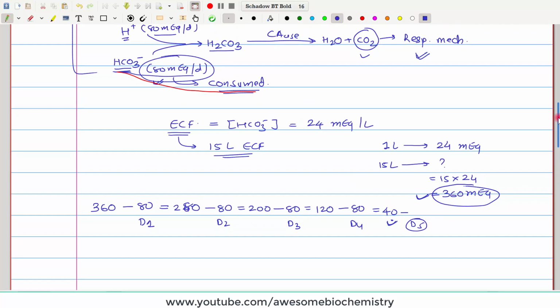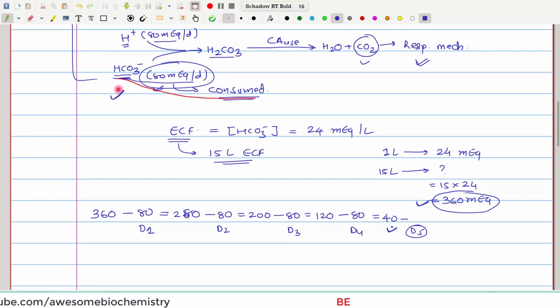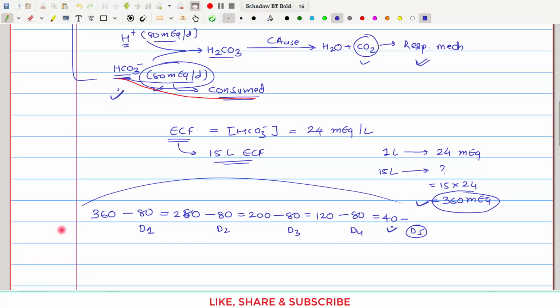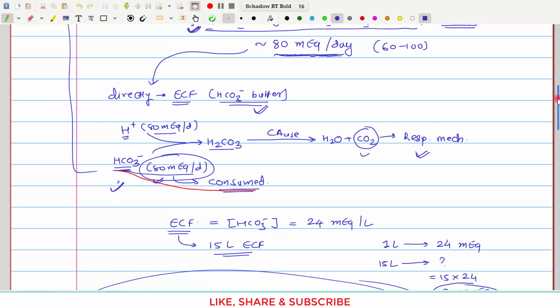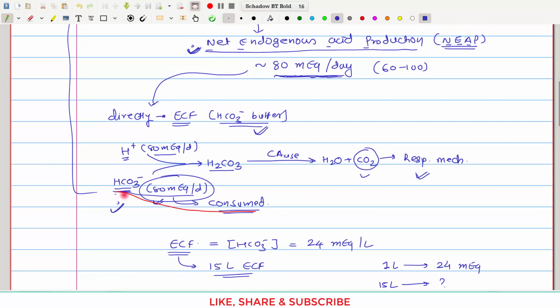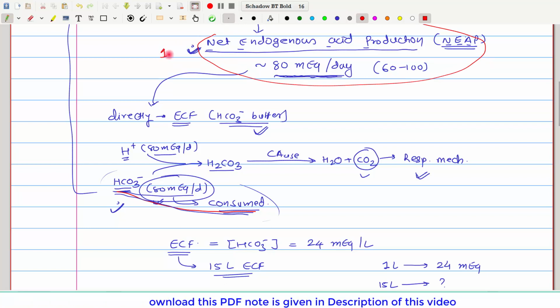So, if this bicarbonate consumption goes on and on, then what will happen? Within 5 days, all of the bicarbonate of our extracellular fluid will be lost, right? So, this is the problem. Now, why is this problem occurring? It is because of net endogenous acid production. So, let's call this problem number 1A, and because of this, problem number 1B is occurring, right?